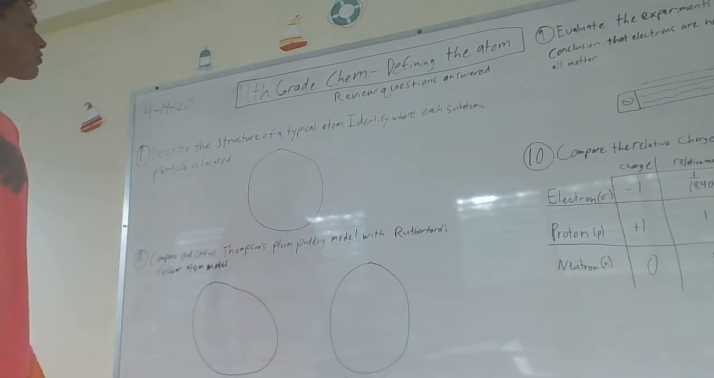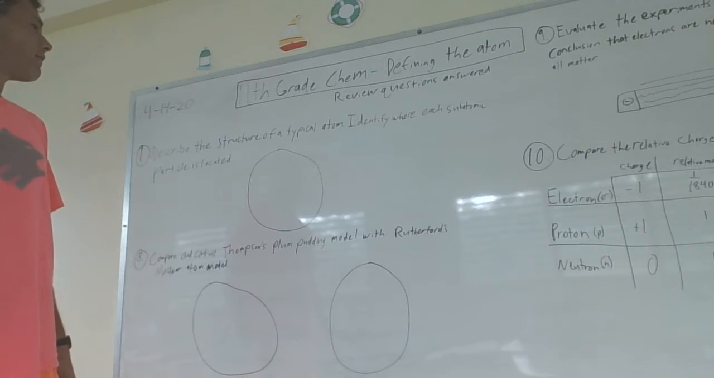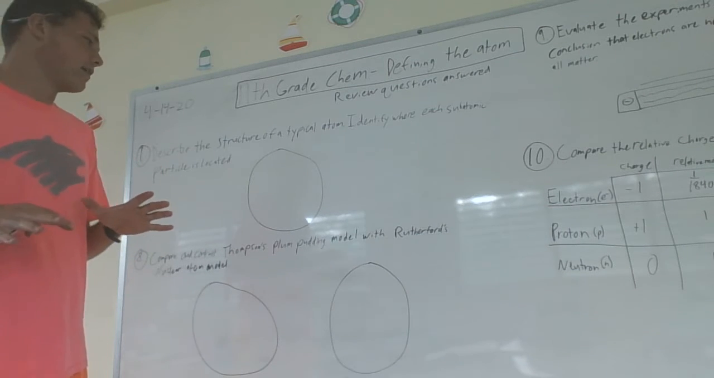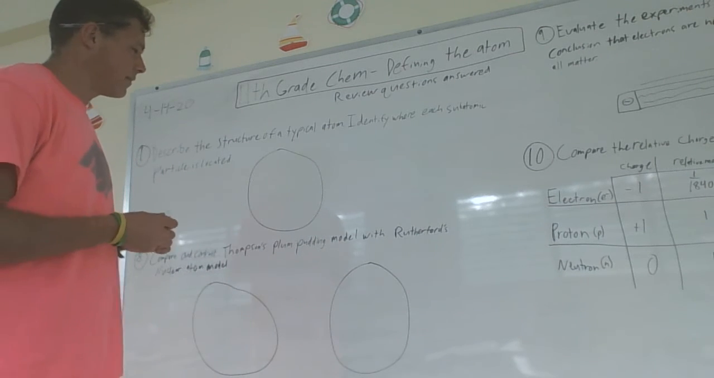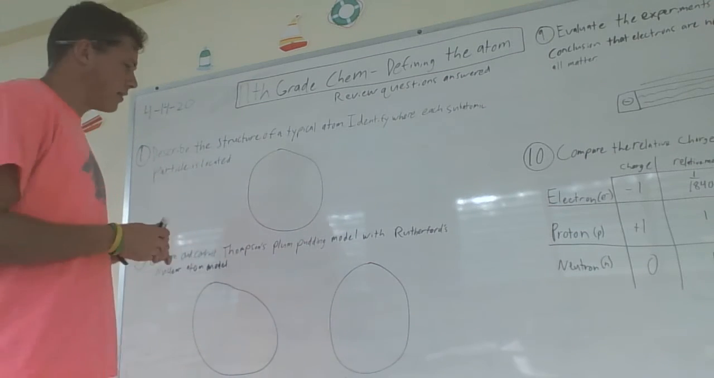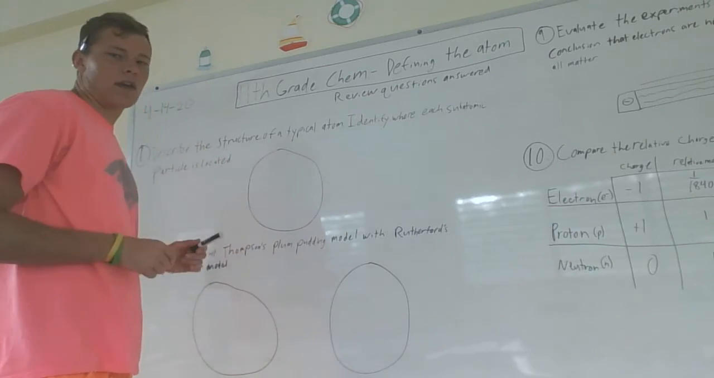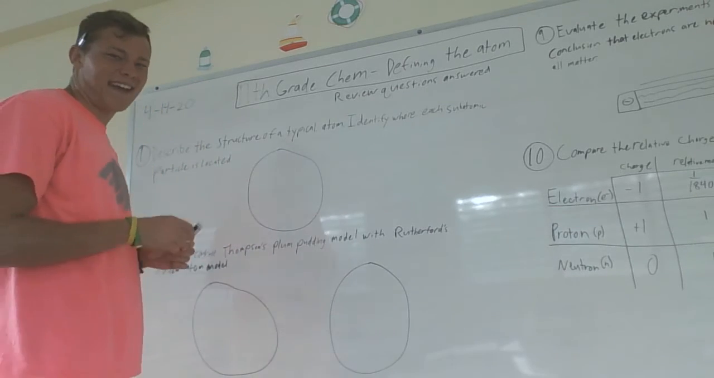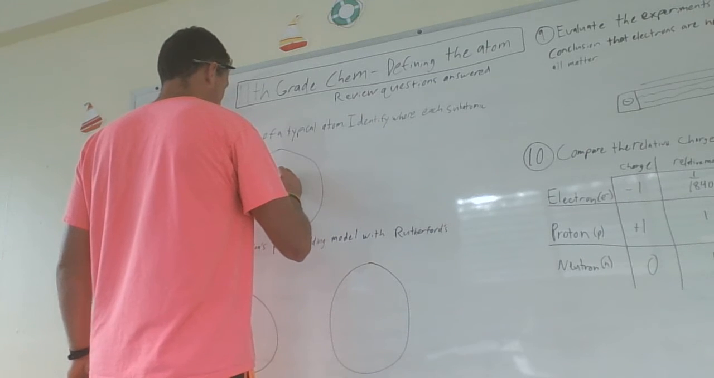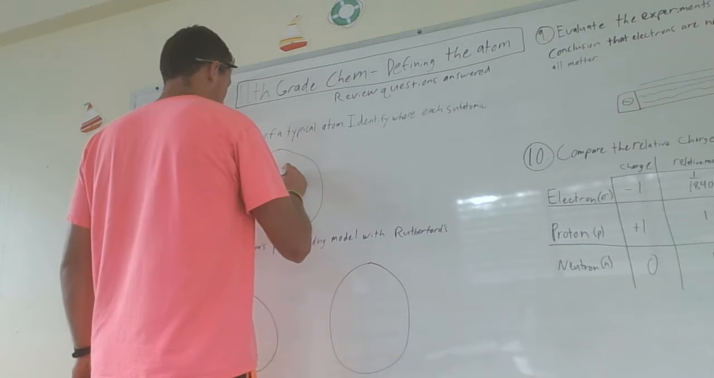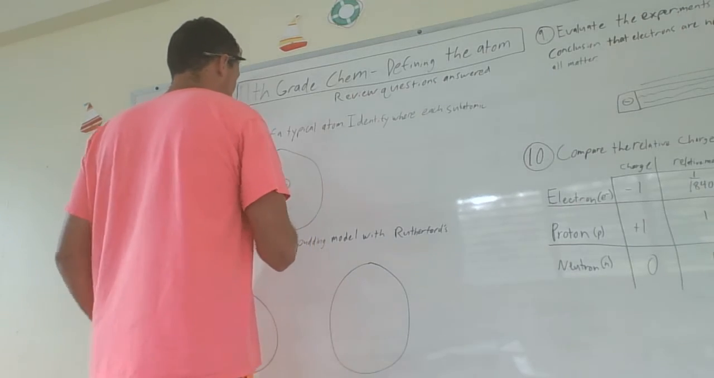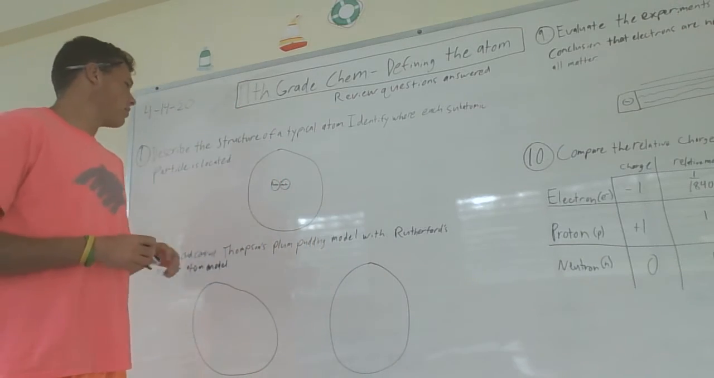So number 7, describe the structure of a typical atom. Identify where each subatomic particle is located. I think this should be pretty easy, hopefully. So you have an atom, right? I'm not the best artist, but basically, if you were to identify where things are located, you have the nucleus, right? And in the nucleus, what's there? Protons and neutrons, okay? So I'm going to draw, here's a proton, here's a neutron. But essentially, protons and neutrons are in the center.